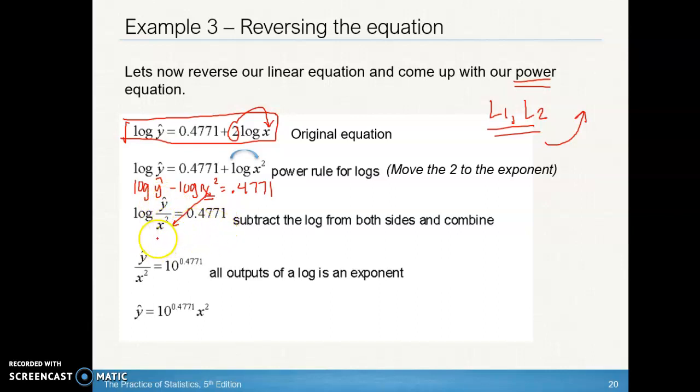So now what we basically did here to get from this step to this step was rewrite this as an exponent. This was base 10. So basically I said 10 to the 0.4771 equals y hat over x squared. And then to get rid of x squared, I'm going to multiply both sides. But once again, you can get that directly from your graphing calculator. You don't have to know how to show all of your work for that.